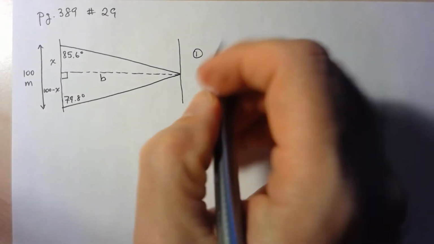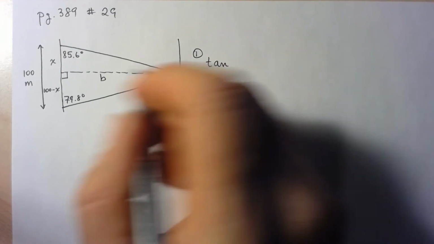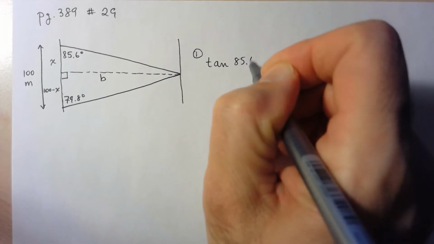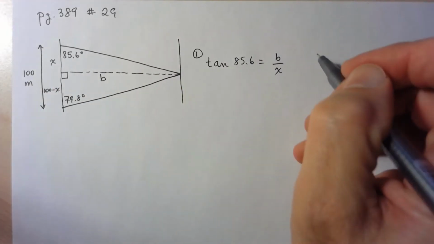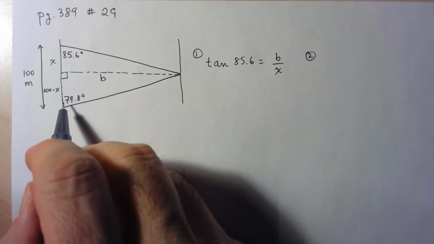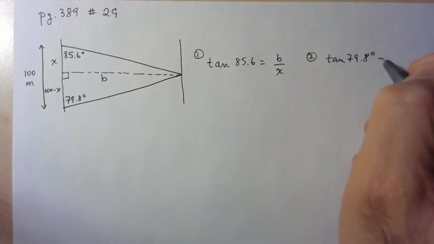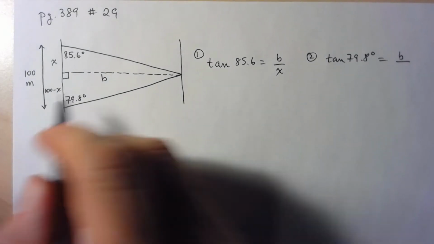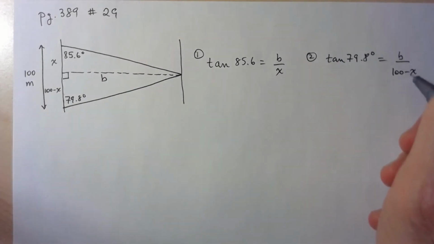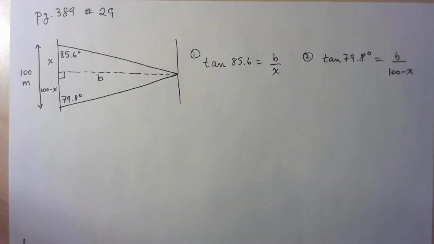Okay, so my first equation, which I'll do from the upper triangle, is we can write that tan of 85.6 is equal to opposite over adjacent, so b over x. And then we can write a second equation in the lower triangle, tan of 79.8 is equal to opposite b over adjacent, and the adjacent side is 100 minus x. And so we have a system of two equations and two unknowns. So let's see if we can solve that by either substitution or elimination.